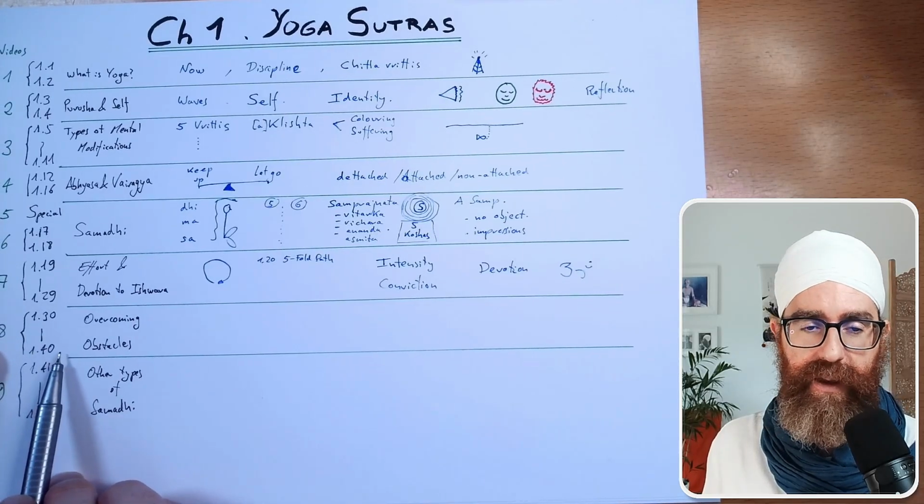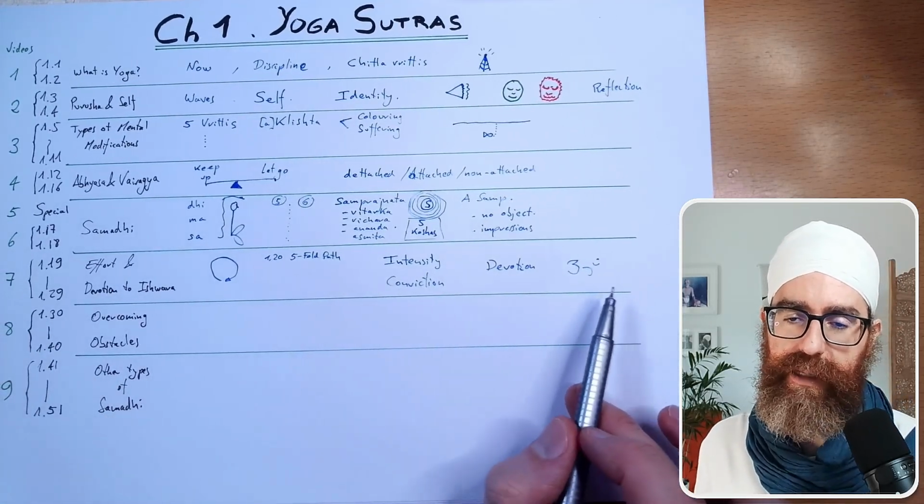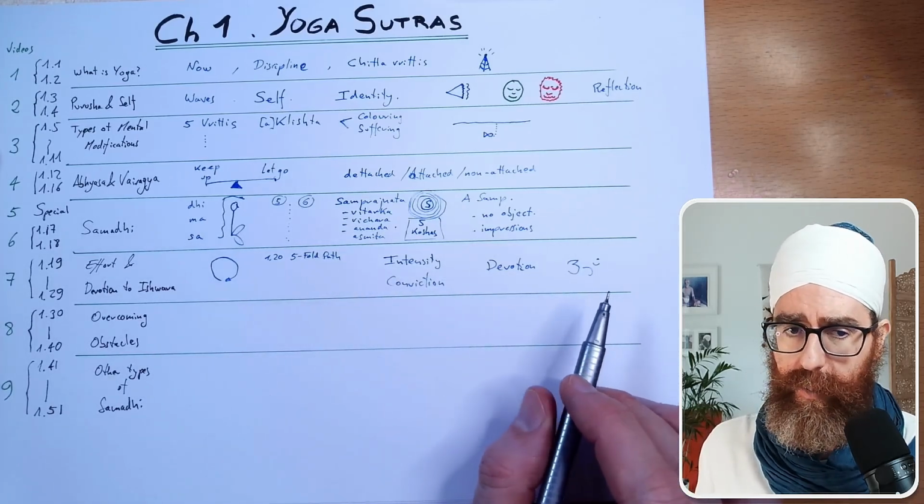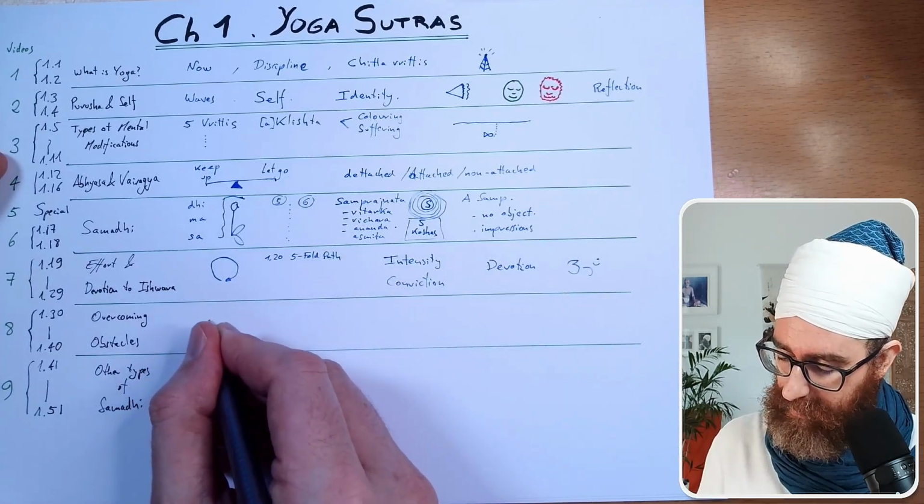1.30 to 1.40. Then he says, well, you're just saying that the obstacles are going to go away if we do this. Which obstacles do you mean? Well, there are actually 9 obstacles.